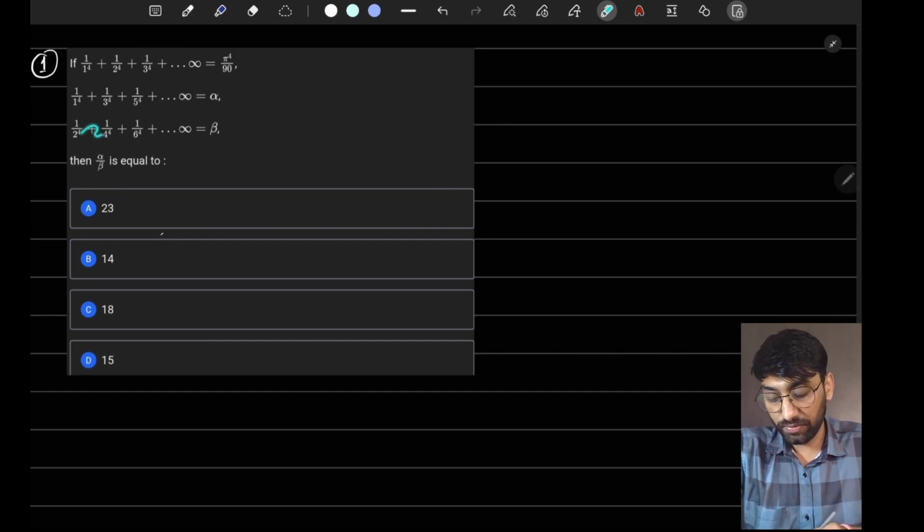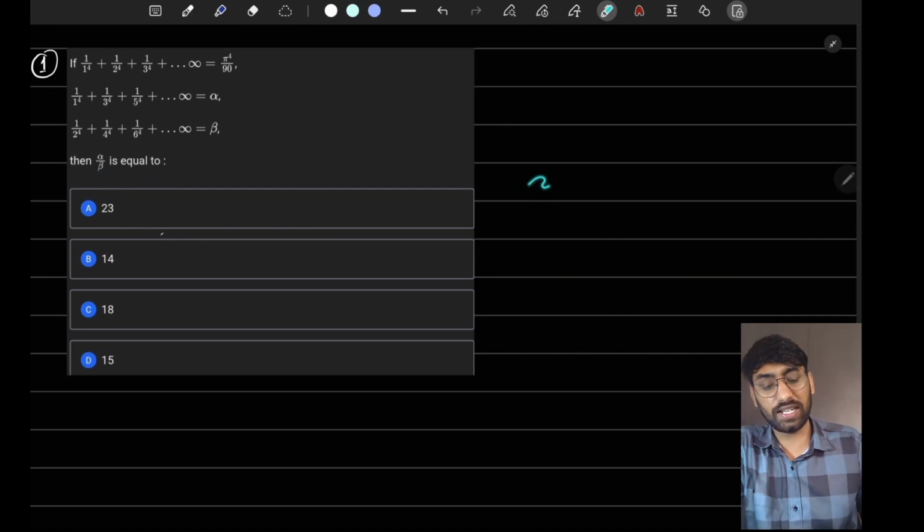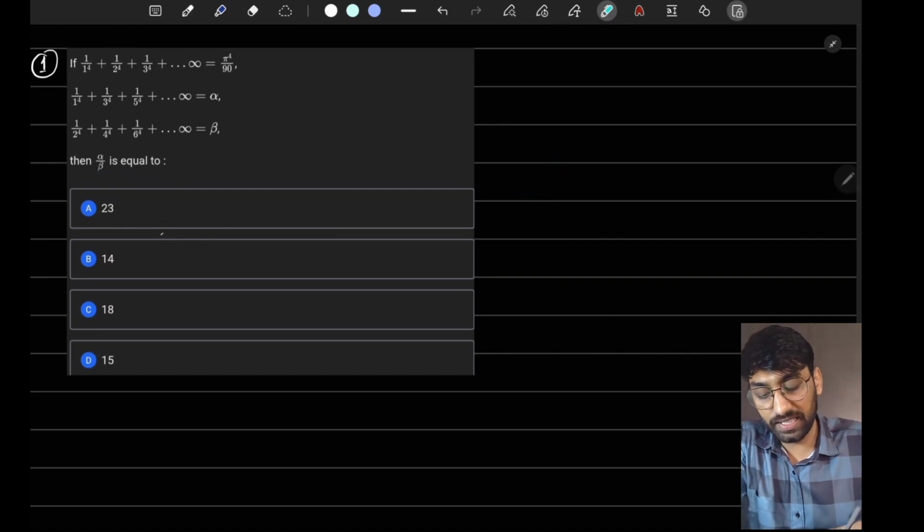And similarly, they have given 1 by 2 power 4 plus 1 by 4 power 4 plus 1 by 6 power 4 till infinity equals beta, correct? And then we need to find the value of alpha and beta. So let's see the information that they have given.